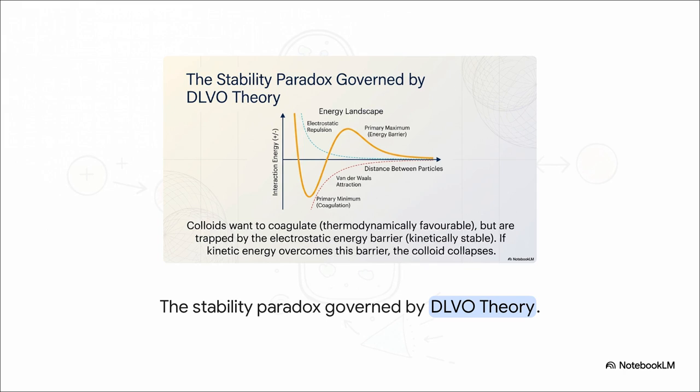The particles thermodynamically want to fall into that deep valley on the left, the primary minimum, where they coagulate and stick forever. But to get there, they have to climb over that huge hill, the primary maximum. That hill is the kinetic energy barrier of electrostatic repulsion. So the colloid remains stable simply because it's kinetically trapped. It just doesn't have the energy to jump the fence into coagulation.